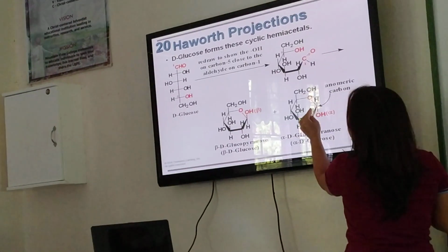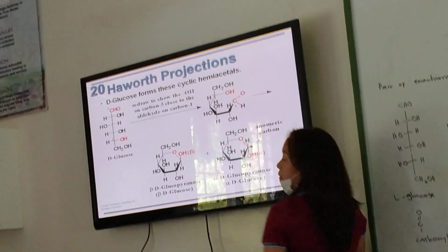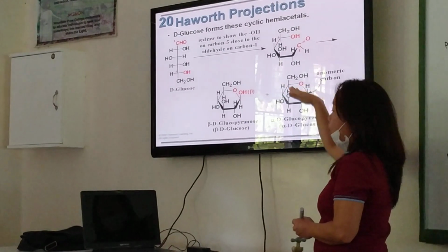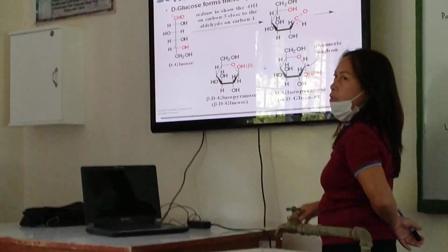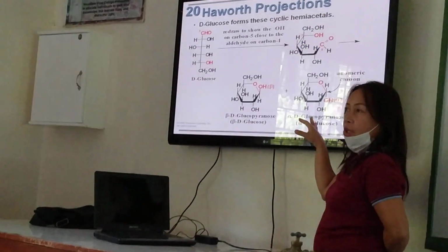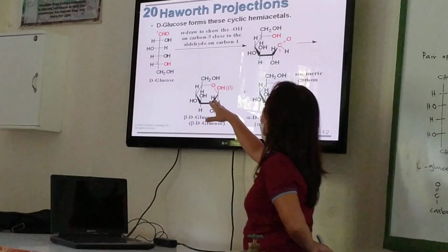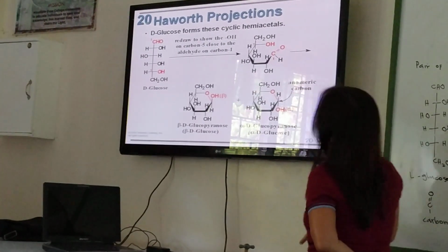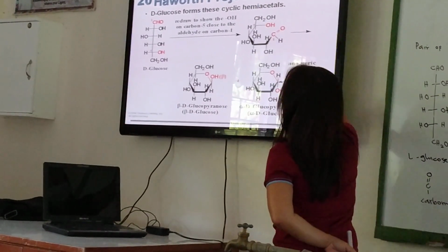On the other hand, if the OH is down, and the CH2OH is up, it is described as alpha. The rest are just the same. So how do we describe whether it's beta or alpha? Look at the anomeric carbon. If the OH of the anomeric carbon is down, that is alpha. If the OH of the anomeric carbon is up, then it's beta. Beta, alpha. Okay? Any question?